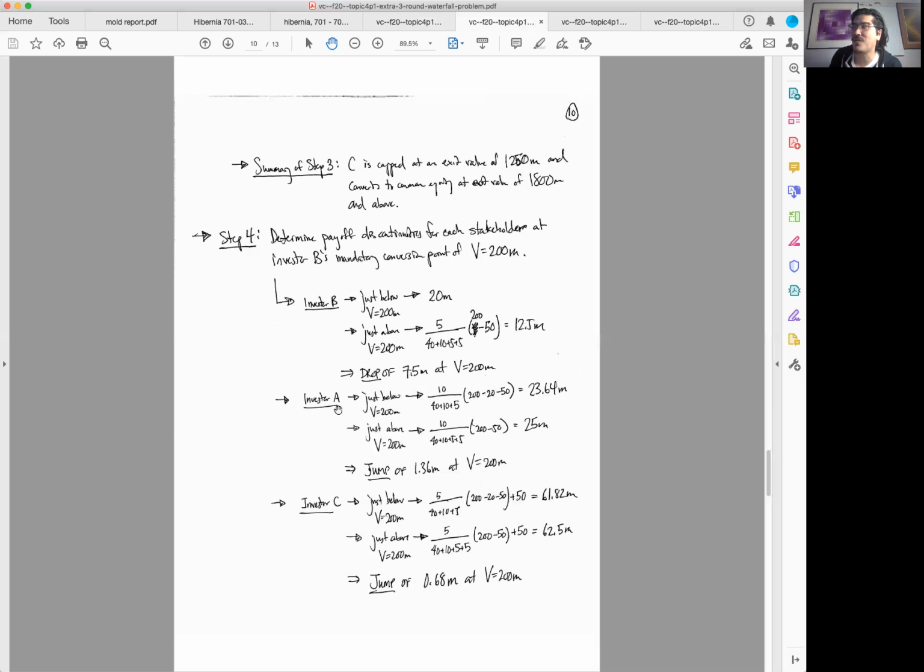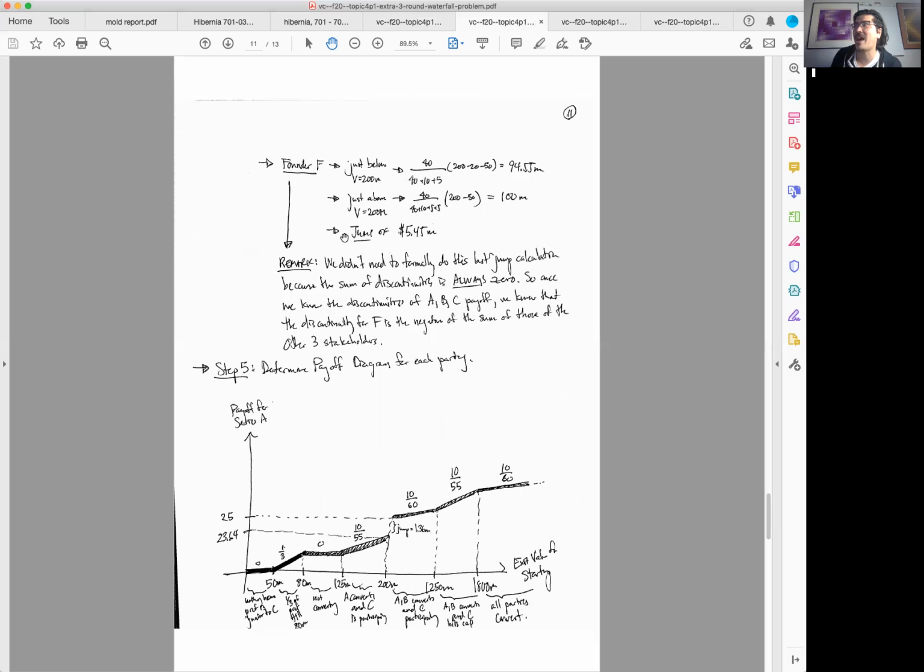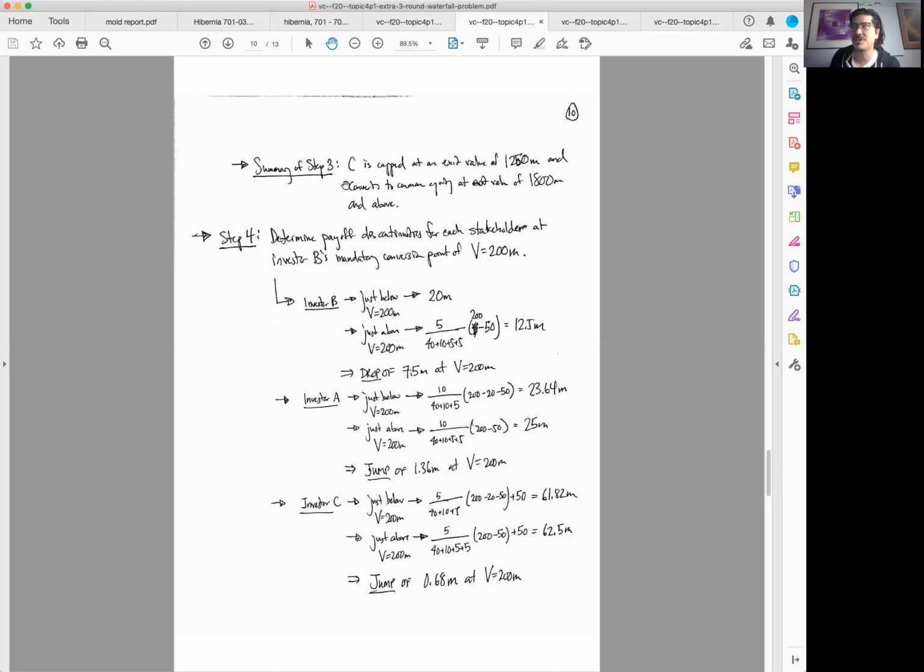The calculations for investor A, investor C, and for the founder are listed on the document. You can review those calculations, and if you have questions, you can ask me. But I think once you see one calculation, you get the gist for the other ones.